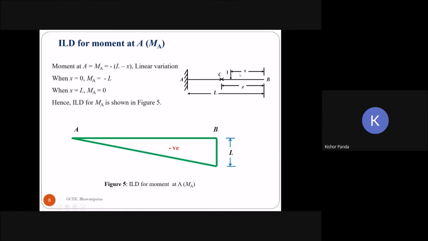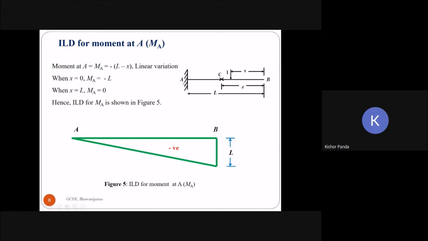And when the unit load is present at A, that is when x is equal to L, what is the moment MA? When the unit load is present at B, you have to take x is equal to 0. When x is equal to 0, MA is equal to minus L, because here you put the value of x as 0. So MA is equal to minus L.